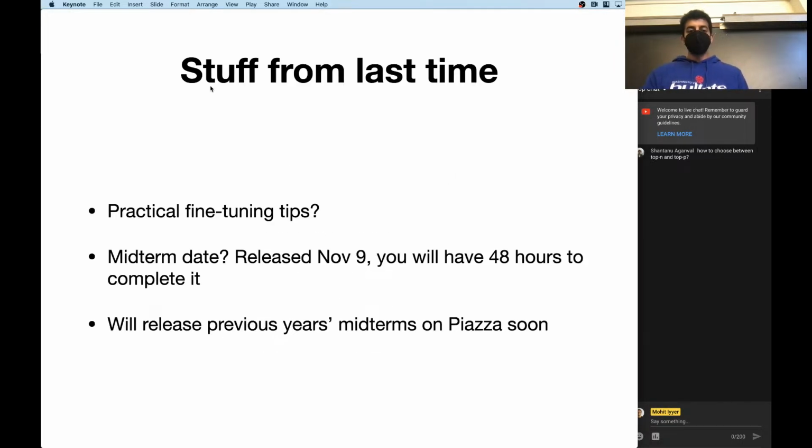So before we start, some stuff from last time. Someone asked in the anonymous forum about some practical tips on how to fine-tune these big pre-trained models that we've been talking about. So one of the TAs is an expert on this stuff. He'll post something on Piazza with tips for fine-tuning BERT and T5 and so on. There are lots of papers. People have done a lot of different experiments to determine how many iterations I should fine-tune this model for, given this data set size, and so on. So that should be useful for your projects and homeworks.